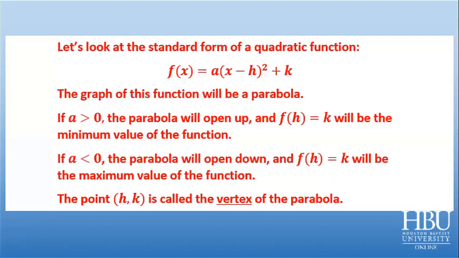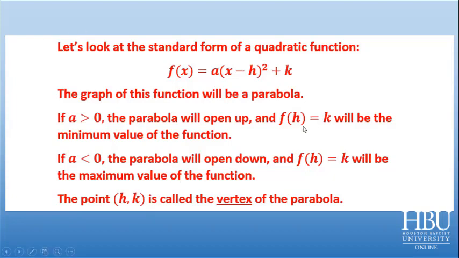f(x) equals a times (x minus h) quantity squared plus k. The graph of this function will be a U-shaped curve called a parabola. If a is a positive constant greater than 0, the parabola will open up, and f(h), which equals k, will be the minimum value of the function.